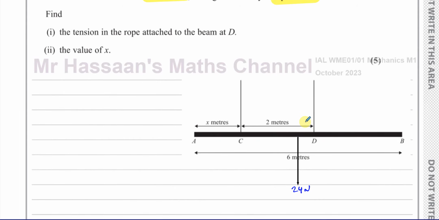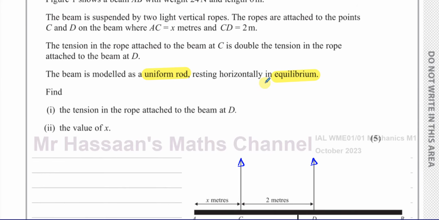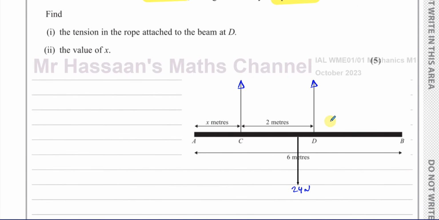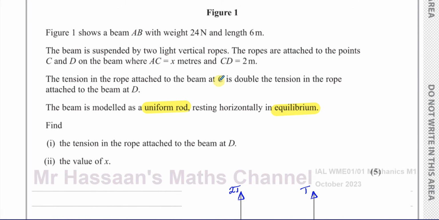So what we're drawing here are the forces acting on the beam. What forces are acting on the beam? The forces acting on the beam are its weight and also the tension in the ropes that's pulling it upwards. So you've got the tension in these two ropes. Now they told us about the tension in the ropes. They told us that the tension in the rope at C is double that at D. So if this is T, this will be 2 times T. So that's another bit of information we have. And what else do we know? All right, that's it, I think.